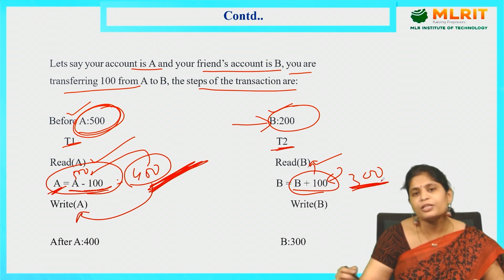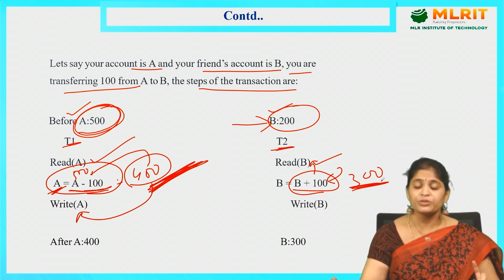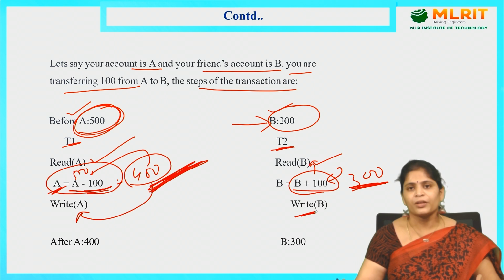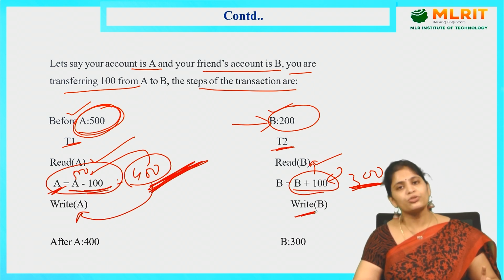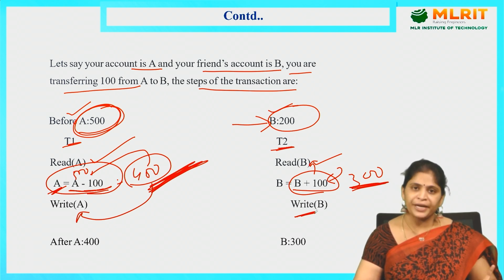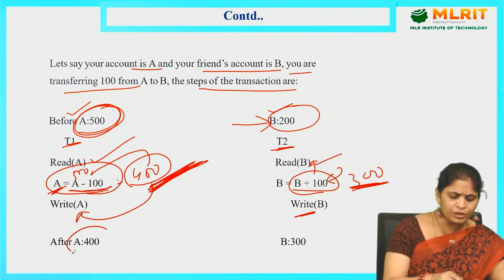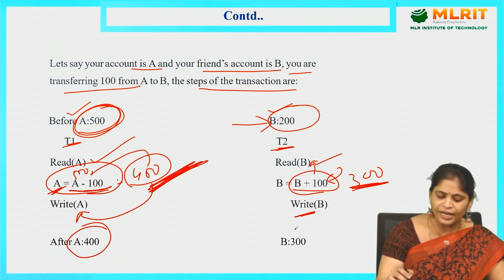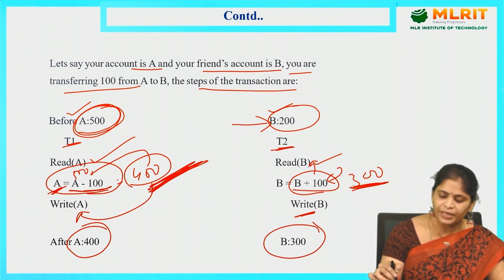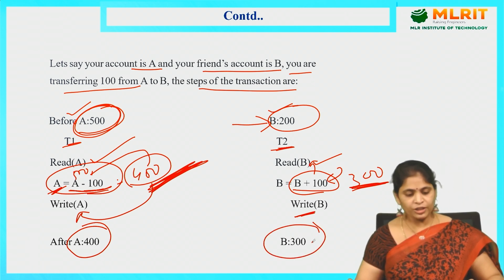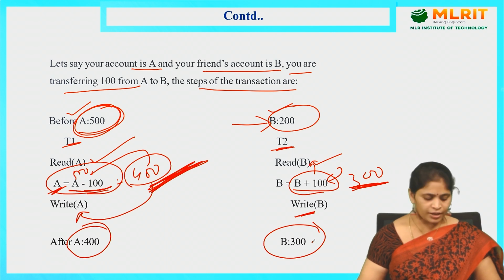And this value must be updated to the database. How? By using the write instruction. The write instruction is used to write back, or update, to the database from the buffer. Clear? So the final value of A is 400 and after the transaction the final value of B will be 300. These are the basic operations in the database.